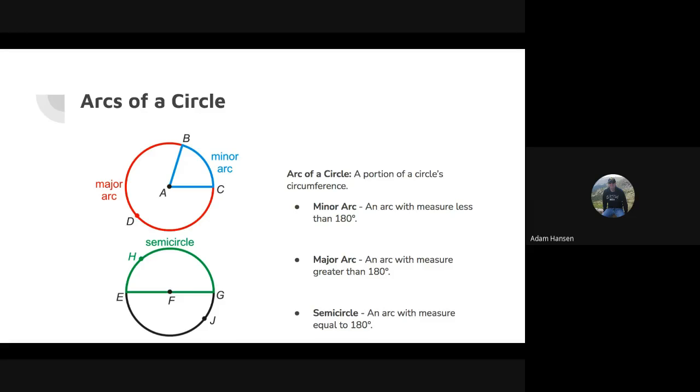Exactly half a circle is called a semicircle. An arc that's exactly 180 degrees is a semicircle. Semicircles are cut off by diameters. So on this diagram, EFG is a diameter, and it cuts off two semicircles: the top in green, GHE, and the bottom semicircle in black, EJG. Both of those are exactly 180 degrees.